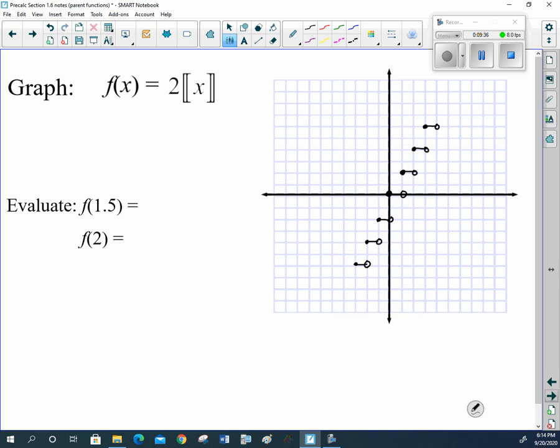Okay, and then same thing here, we can evaluate 1.5. So we come over here to 1.5 and my answer is 2. And we'll do the same thing for 2. So we'll go over here 1, 2. Notice you have an open circle there, right here is an open circle. So I'm going to have to keep going up until I see the closed circle. So that's going to be 4.